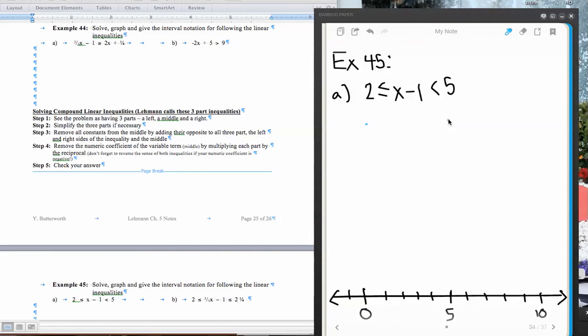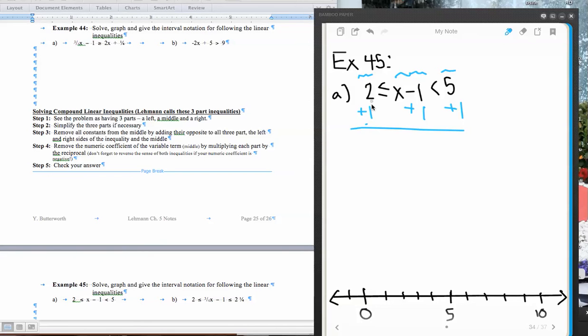So in our example 45a here, we are going to be looking in the middle. So we see that the thing that's being done to the x is a -1. So we're going to add its opposite, a +1. So there's part 1 here, and then over here there's another part, and over here there's another part. So I'm going to add 1 to both the left part and add 1 to the right part.